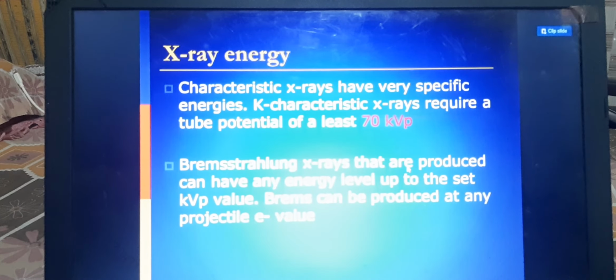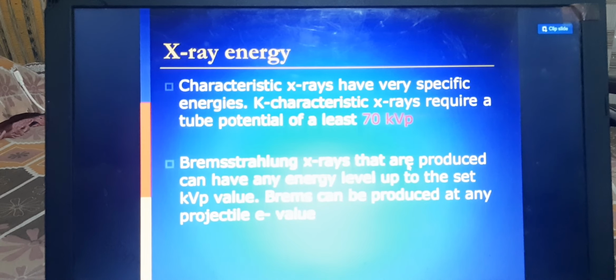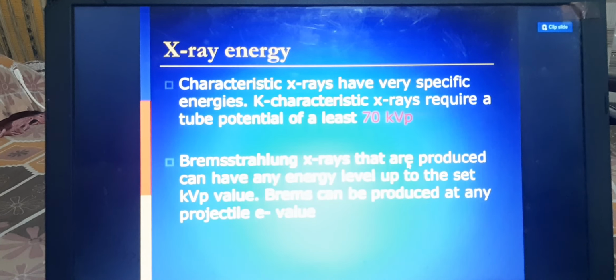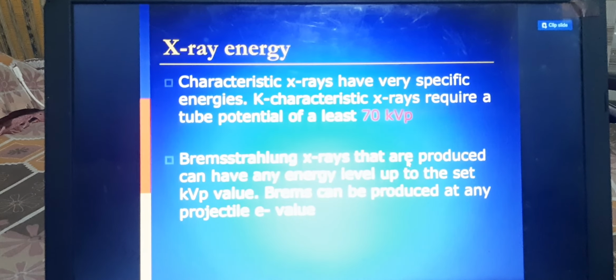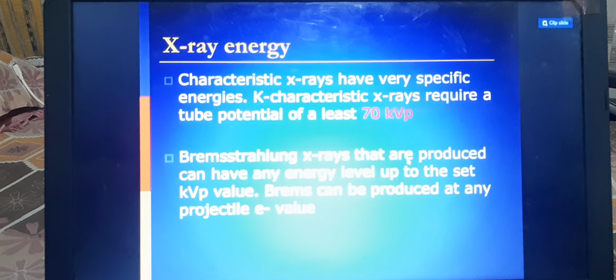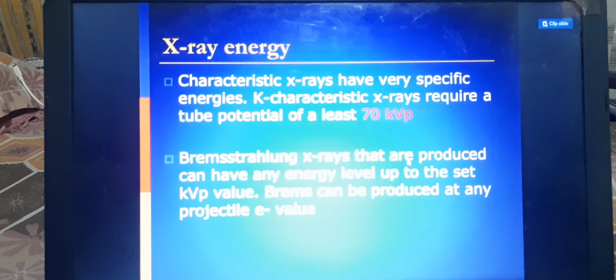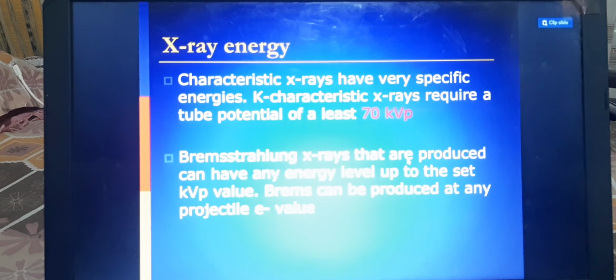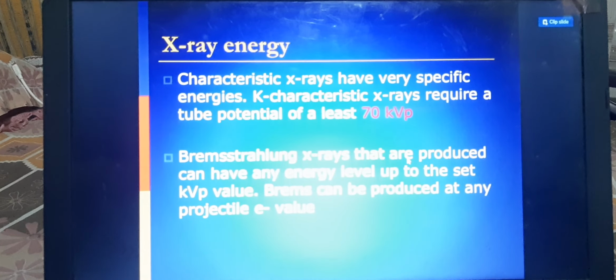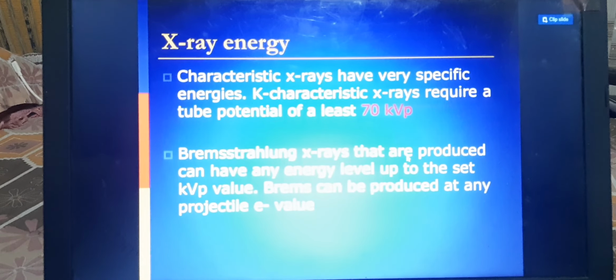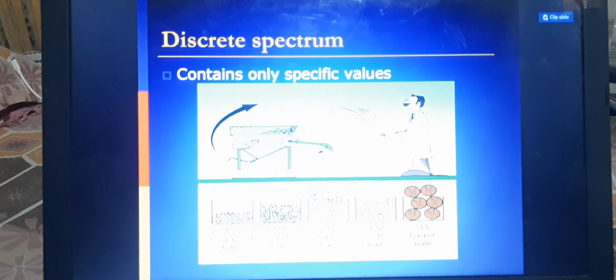Characteristic X-rays have very specific energy. K characteristic X-rays require a tube potential of at least 70 kVp. At 70 kVp, the tube will emit the useful diagnostic beam. Bremsstrahlung X-rays that are produced can have energy up to the set kVp level. Bremsstrahlung means anything which is produced at any projectile electron value.